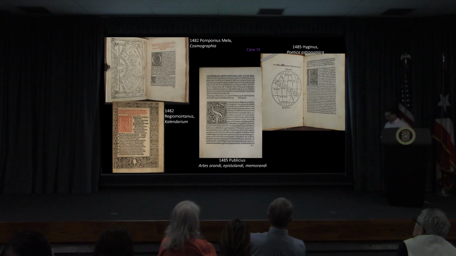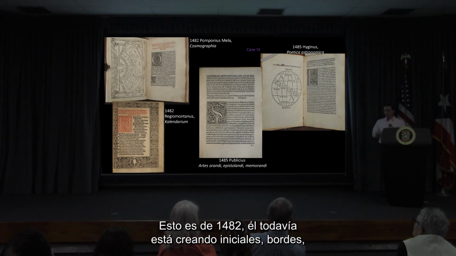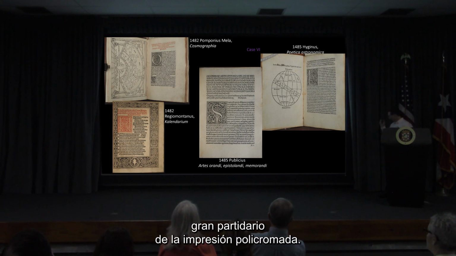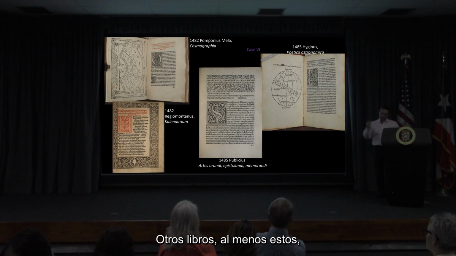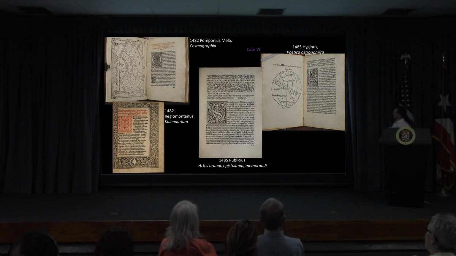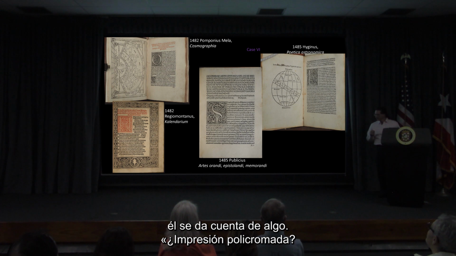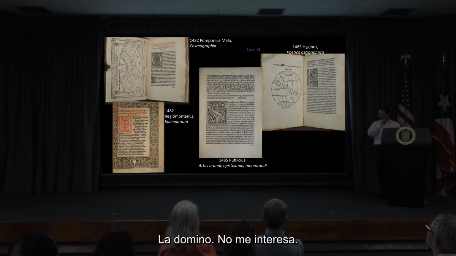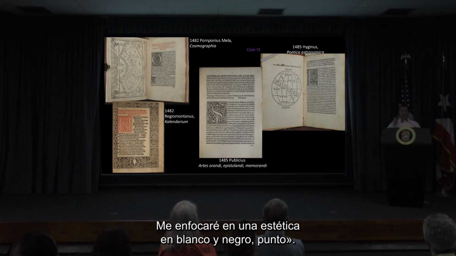So that's 1482. He's still there creating initials, borders, gung-ho about polychrome printing, smaller books, at least these. By 1483, 1484, and then 1485, he realizes polychrome printing, I can do it. I don't want it. It's going to be a black and white aesthetic, period.